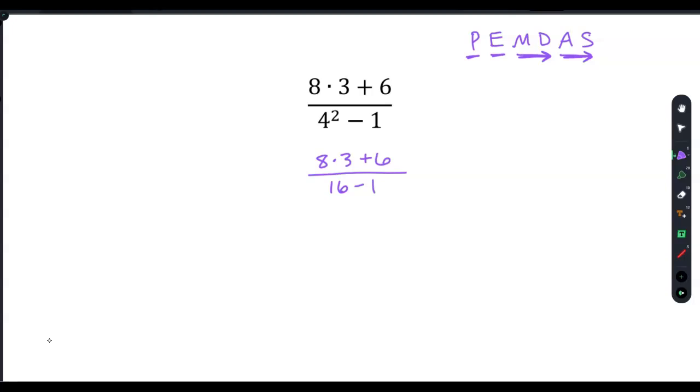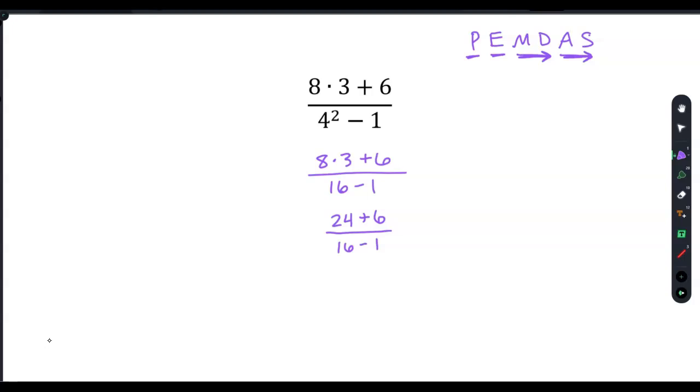I've got some multiplication in my numerator. 8 times 3 is 24. And then I would just bring down everything else. Bring down the plus 6, bring down my division bar, and the 16 minus 1. And then in terms of multiplication and division, I still have my division bar, my fraction bar here, but I can't do that yet because I can't divide two things if I don't know what those two things are.